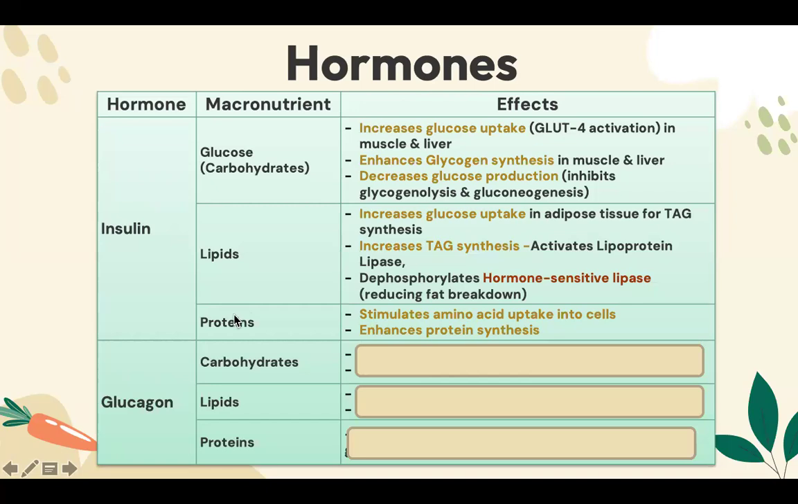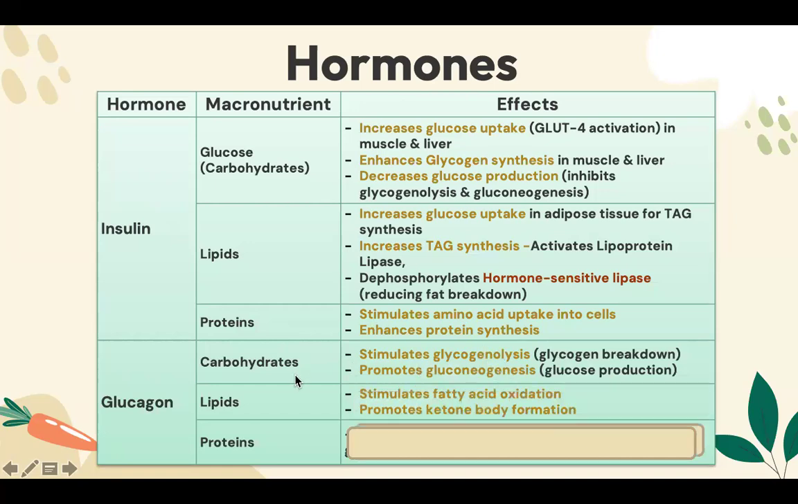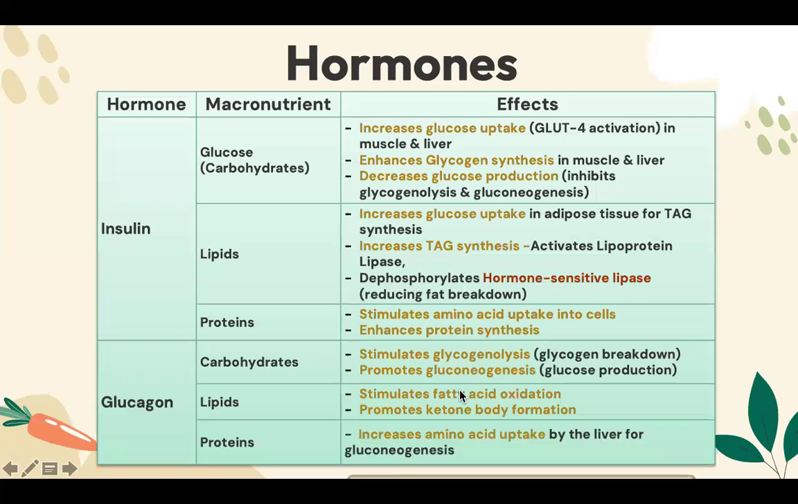Decreases what? Okay, increases glucose production, more glycogenolysis. Yes, it stimulates glycogenolysis, which is glycogen breakdown, and it promotes gluconeogenesis, glucose production. And what effect would it have on lipids? It stimulates fatty acid oxidation and ketone body formation. Lastly, for proteins, it increases amino acid uptake, similar to insulin. But here we need the amino acids for gluconeogenesis.